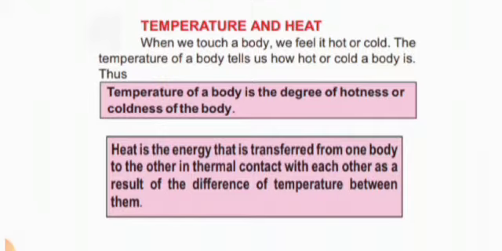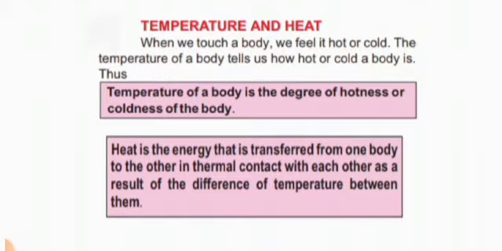Students, what happens when we touch a hot body? Take two bodies having different temperatures and bring them in contact with each other. The temperature of the hot body falls, it loses energy. This energy enters the cold body at low temperature. The cold body gains energy and its temperature rises. The transfer of energy continues till both the bodies have the same temperature.